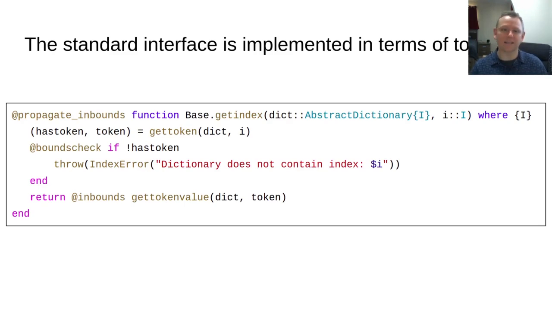For example, a really simple example, if you're just looking at getindex, getindex is actually defined internally in terms of gettoken and gettokenvalue, right? So it's pretty simple. And it allows bounds checking and things like that, inbounds annotations and stuff like that, so we can make it fast.